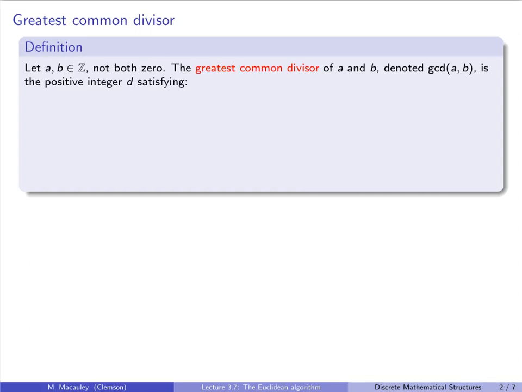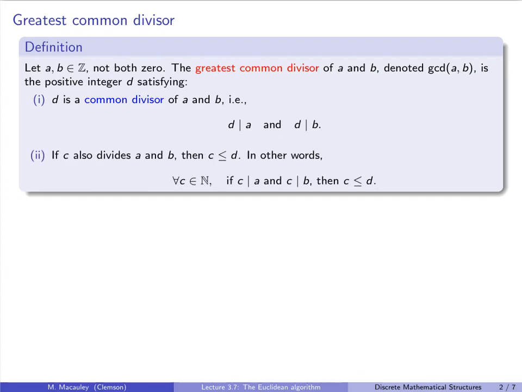The greatest common divisor of a and b, denoted the GCD of a and b, is the positive integer d satisfying the following two conditions. First off, it has to be a common divisor of a and b, which means that d divides a and d divides b. And second is the greatest part. Namely, if c also divides a and b, then c is less than or equal to d. So any other common divisor has to be no more than d. In other words, for all natural numbers c, if c divides a and c divides b, then c is less than or equal to d.